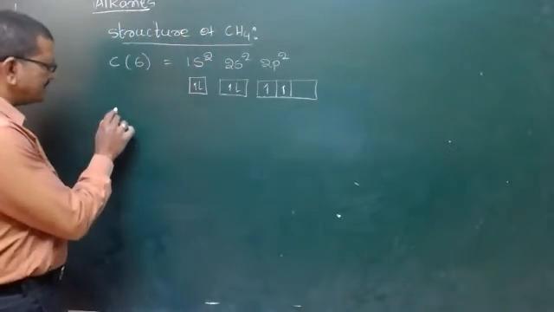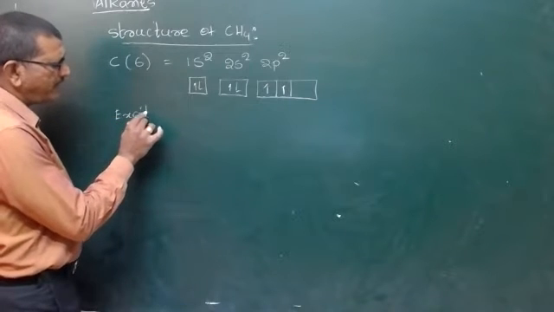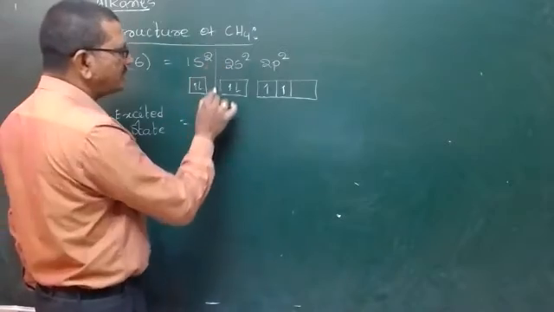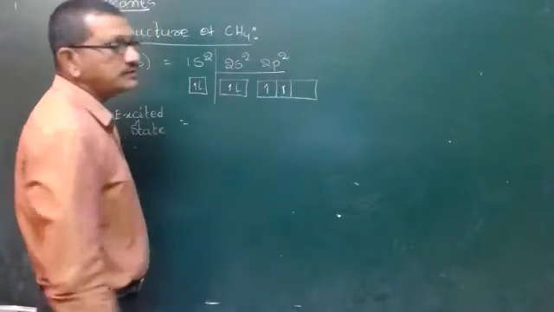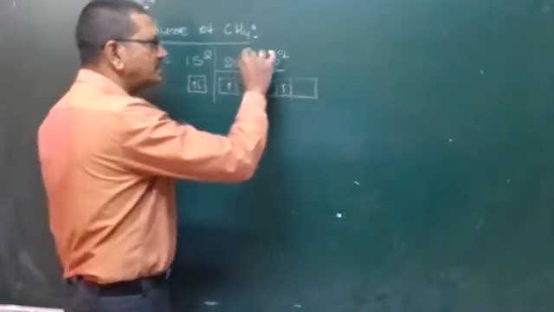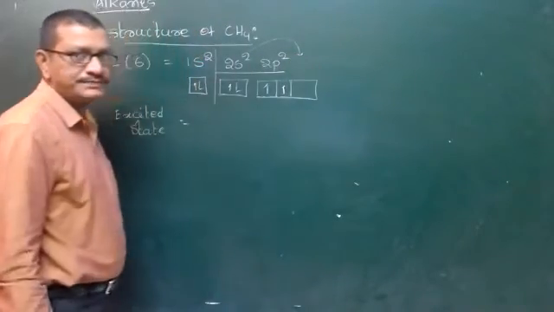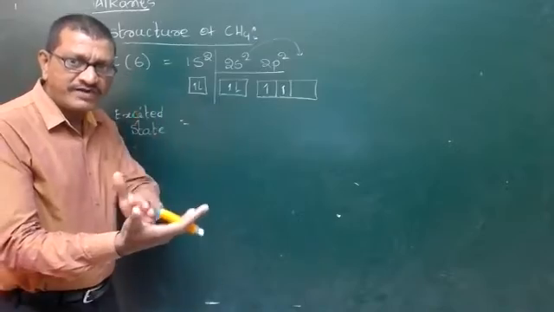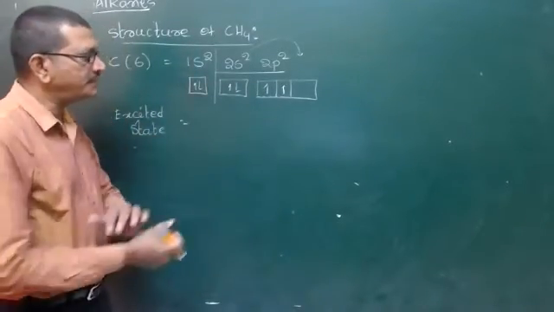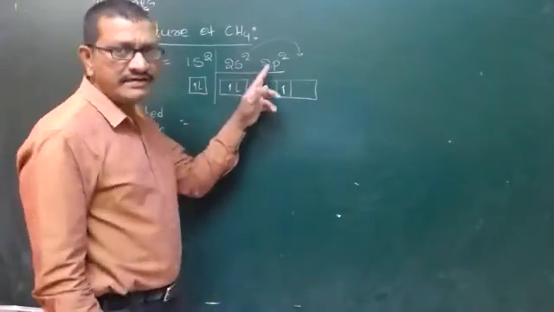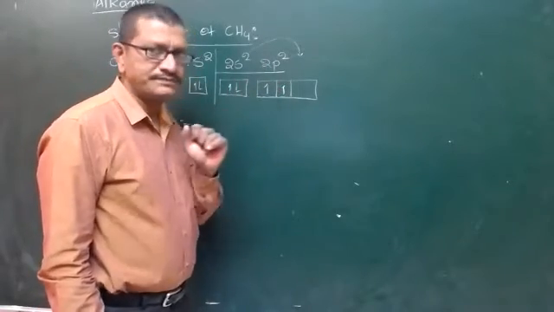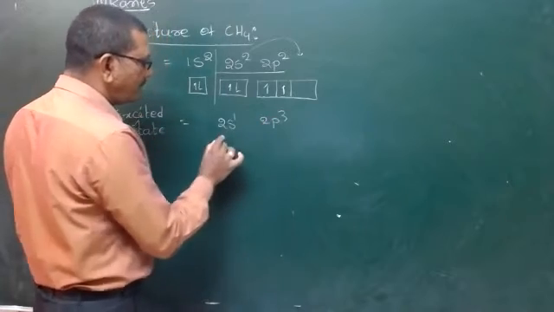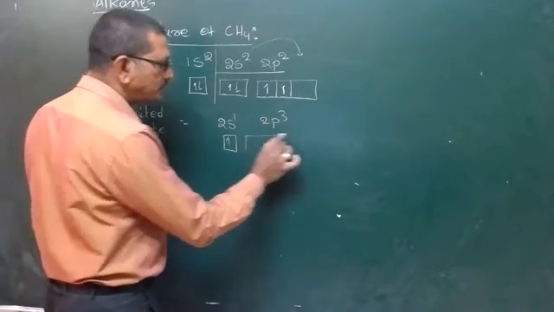But after excitation of an electron, taking the excited state, the configuration becomes 2s1 2p3. After excitation, an electron jumps from one orbital to another, at the same energy level but changing its position. That's why we can write 2s1 and 2p3.